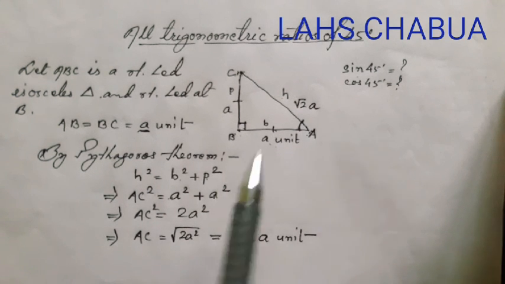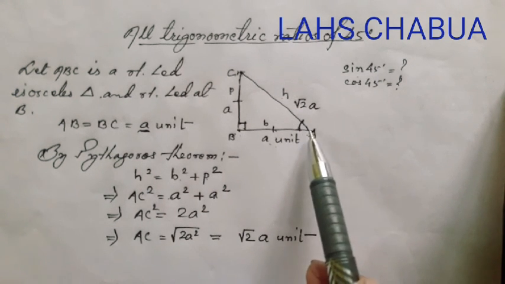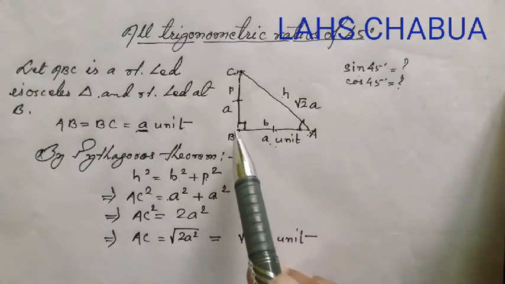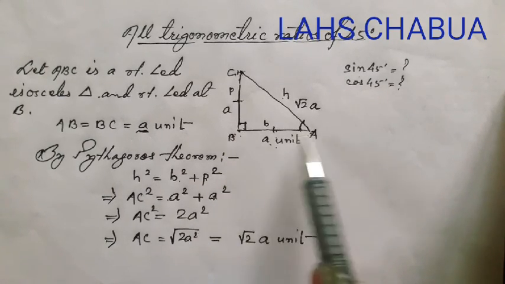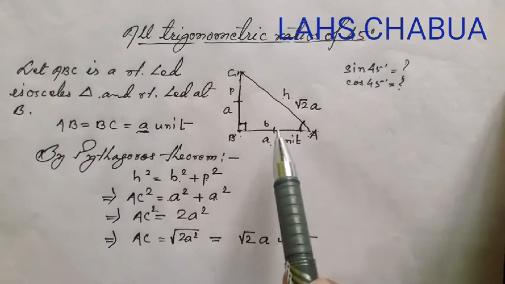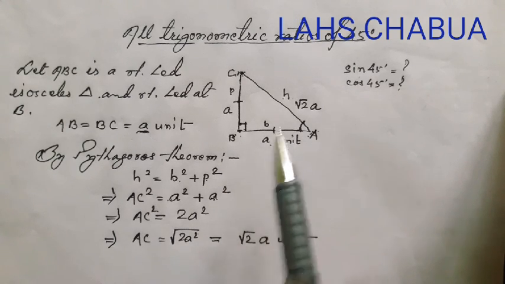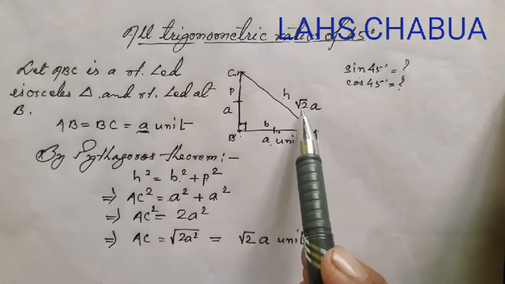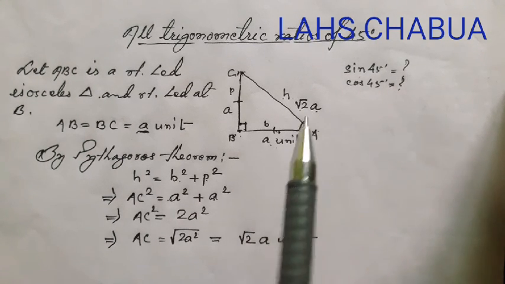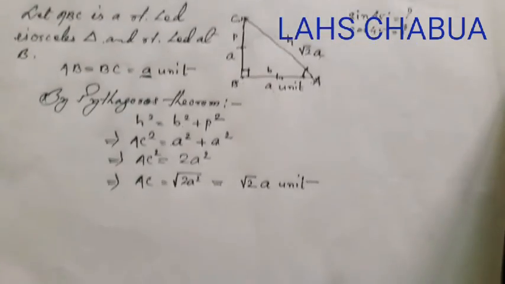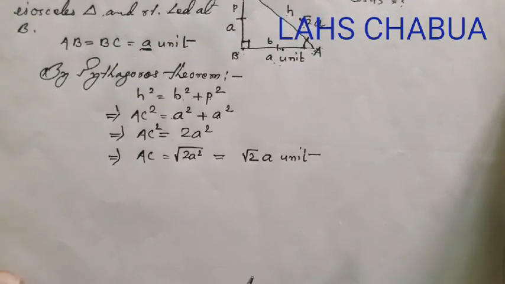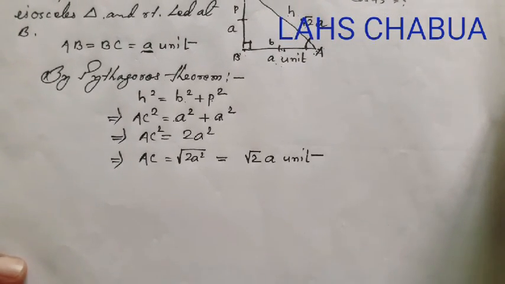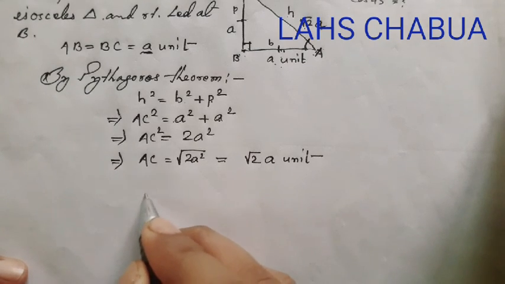That means first we have assumed, since it is a right angled isosceles triangle, so these two sides are equal. Length of these two sides we have assumed a, and by applying Pythagoras theorem we got the value of hypotenuse root 2 a unit. Now see, next step we are going, now we can easily find the value of sine ratio a.